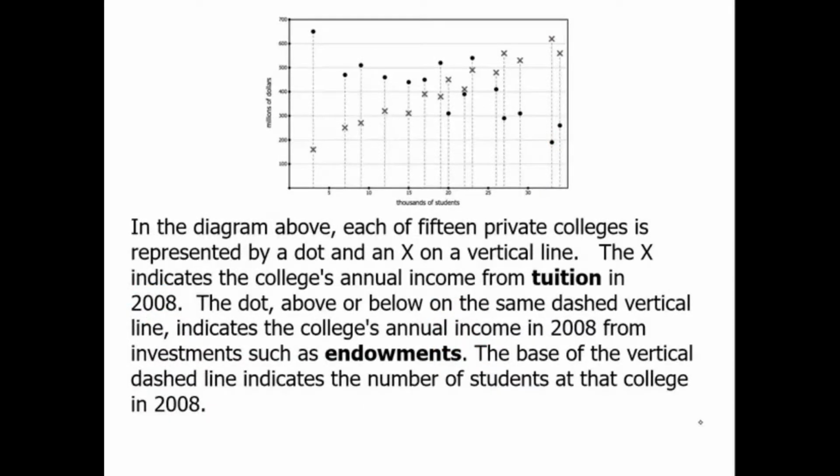In the diagram above, each of 15 private colleges is represented by a vertical line. The X indicates the college's annual income from tuition in 2008. The dot represents the college's annual income from investments in 2008. The base of the vertical dashed line, where it intersects the x-axis, indicates the number of students at that college. And notice that this scale is in thousands of students, this scale is in millions of dollars.